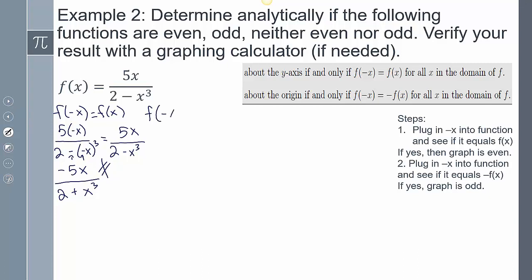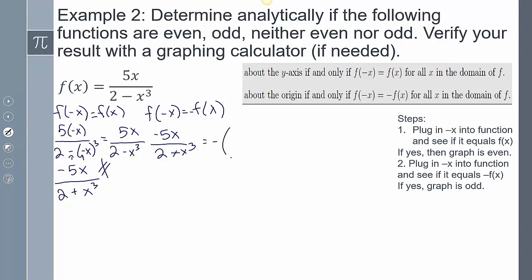So if we have f of negative x, does that equal negative f of x? So f of negative x, so that's going to be still, we said that that's going to be negative 5x over 2 plus x cubed. Now if you're wondering, wait, why did I write that? Well, we said this was f of negative x already, so this is it already simplified. So I just rewrote that already simplified.